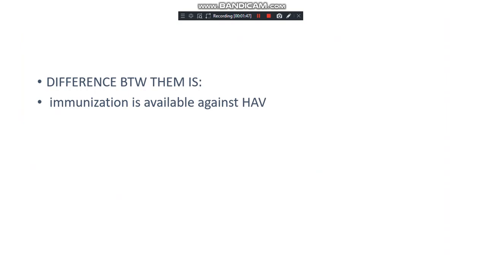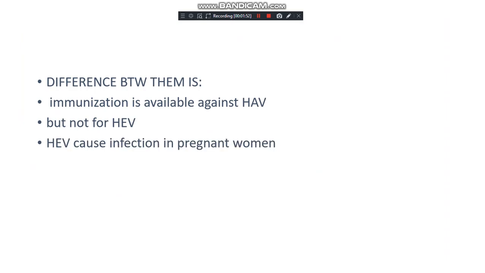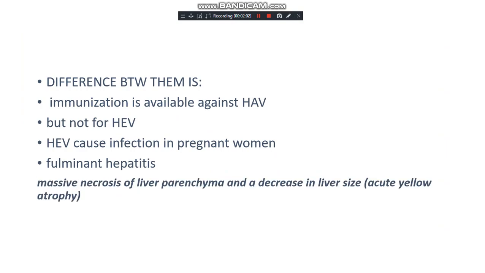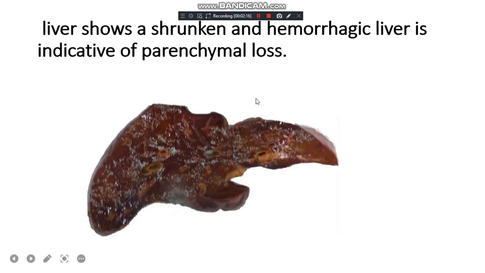Now, immunization is only available against hepatitis A virus but not for the E virus. And then hepatitis E virus causes infection mostly in pregnant women. So, in pregnant women, there can be fulminant hepatitis. In this case, there is massive necrosis of liver parenchyma and a decrease in liver size. So, the liver will be in acute yellow atrophy. Here you can see the liver going through fulminant hepatitis. Now, this liver shows a shrunken and hemorrhagic liver as indicative of parenchymal loss.